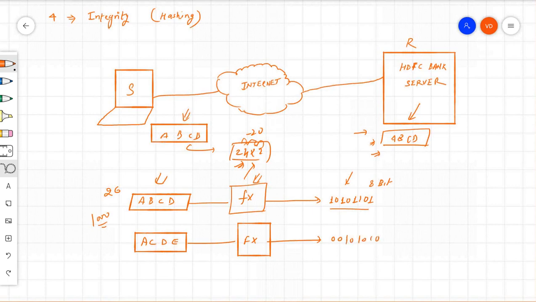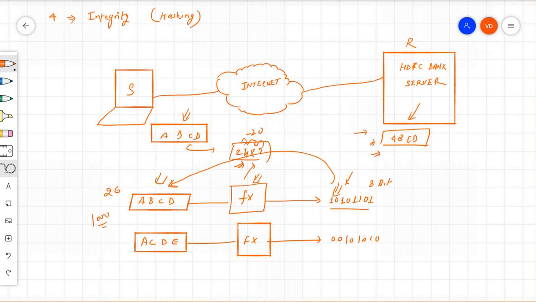You are getting my point, right? And it is almost impossible. I should not say almost. It is impossible to convert from this message again back to this message. And that is why I'm saying this is a one-way function.